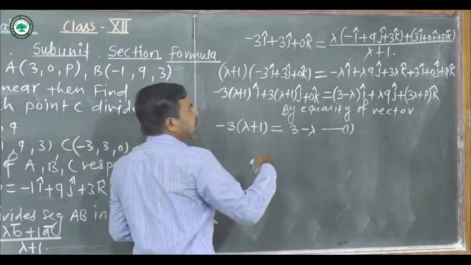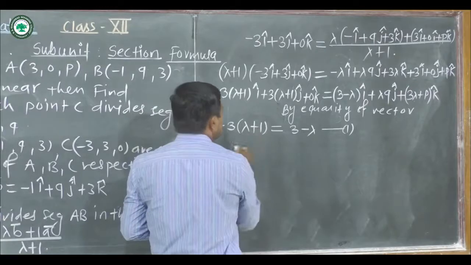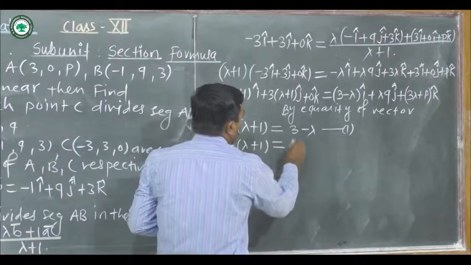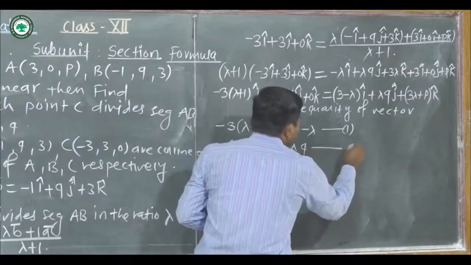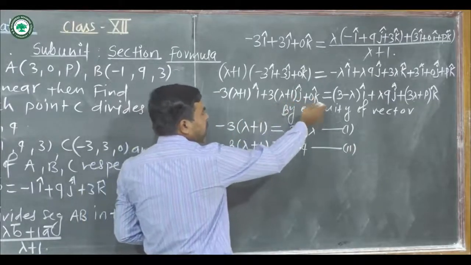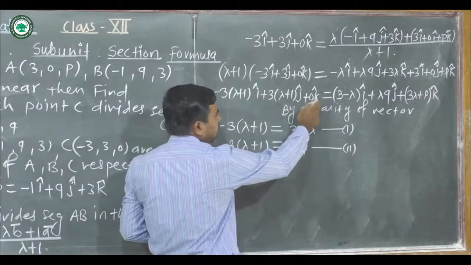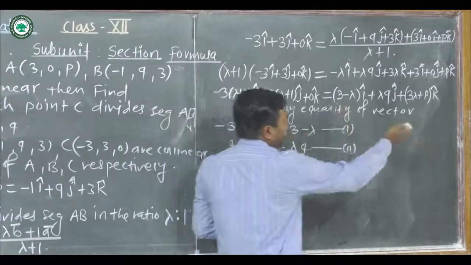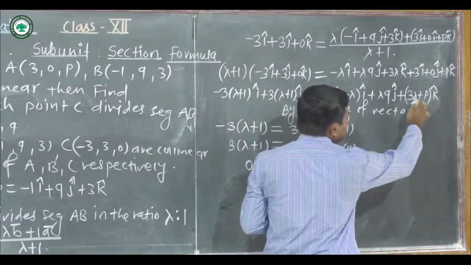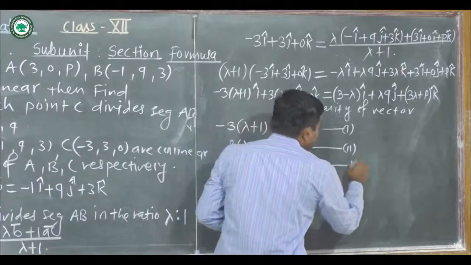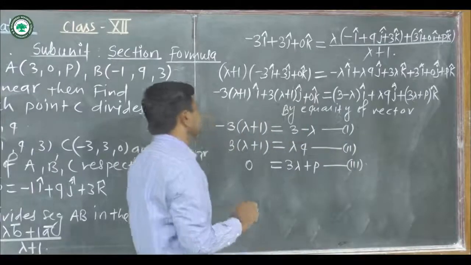Now equate the coefficient of j cap, that is 3 into lambda plus 1 is equal to lambda into q. Give this equation number 2. Now equate the coefficients of k cap: here the coefficient of k cap is 0 is equal to, and on the right hand side the coefficient of k cap is 3 lambda plus p. Give this equation number 3.